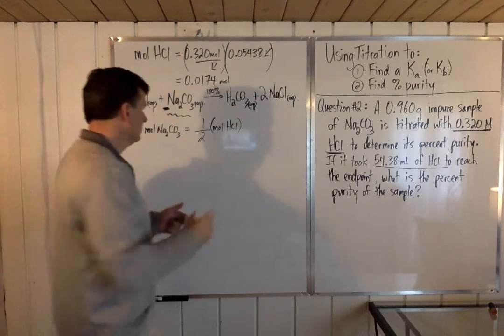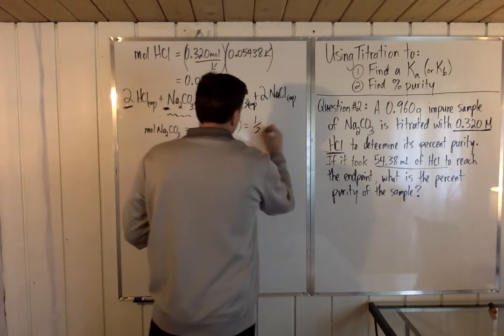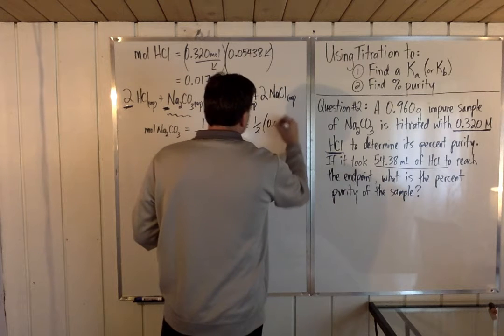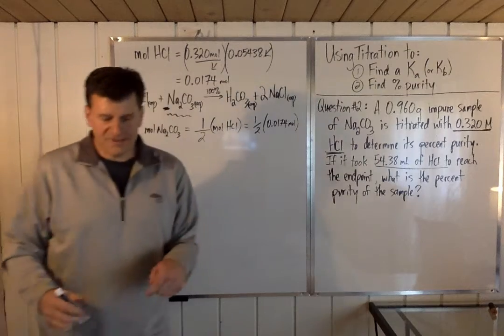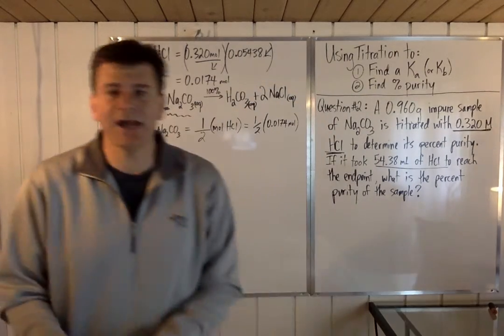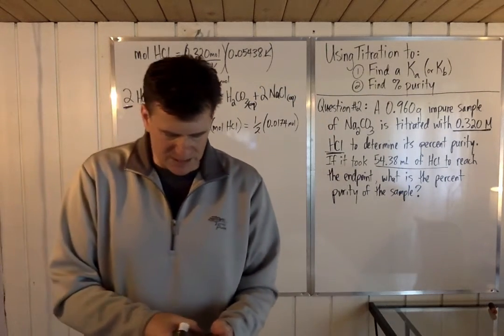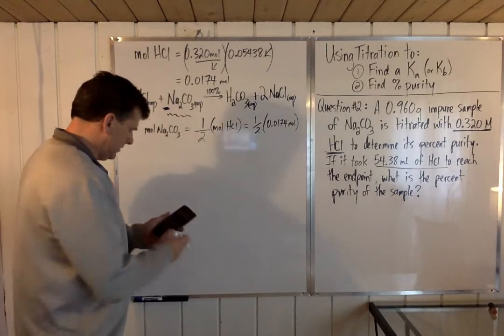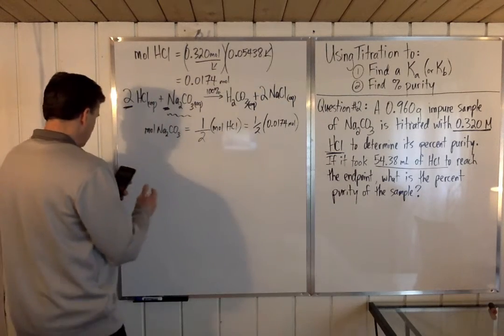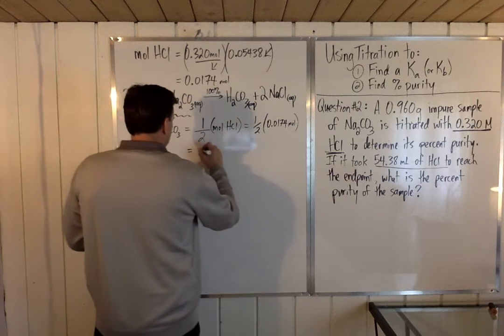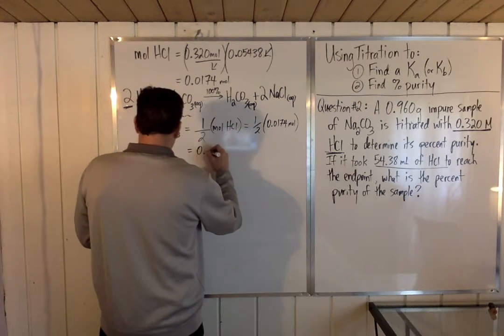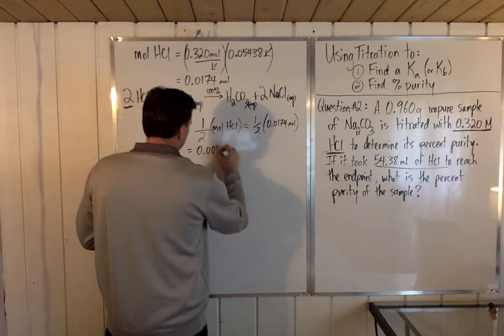So I'm going to take 1/2 times 0.0174 moles. Okay, so I'm going to take that and I'm going to divide it by 2, and that's going to be my moles of Na2CO3. So that is 0.0087.